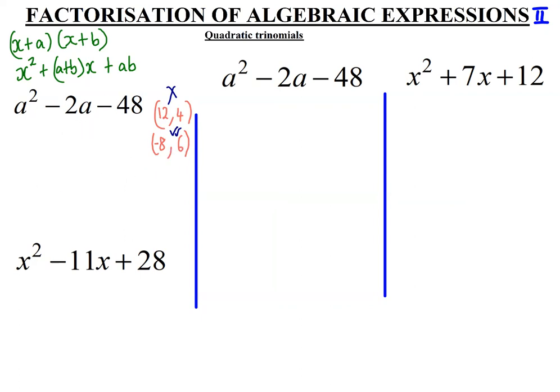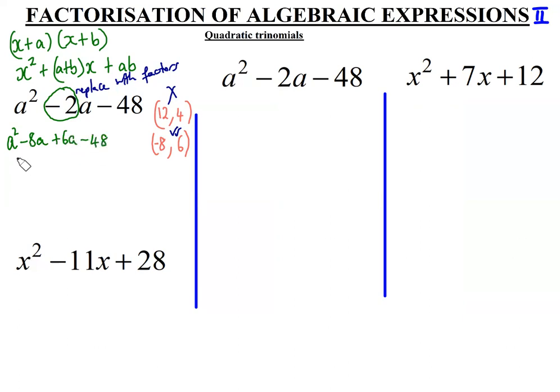So what do we do with these factors? We replace the -2 with these two factors. Let's do it and see where we end up. Now we say a squared minus 8a plus 6a minus 48.